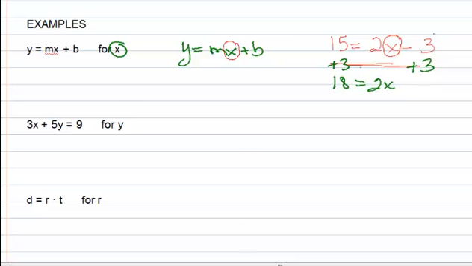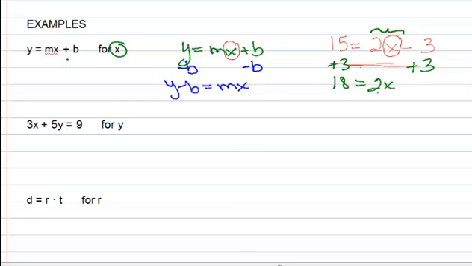But the idea is that we have to get rid of any terms that are on the same side as the variable that we're trying to isolate. So we do the same thing here. So we see that we've got plus b, so we subtract b, and we do that to both sides. So that gives us y minus b is equal to mx.